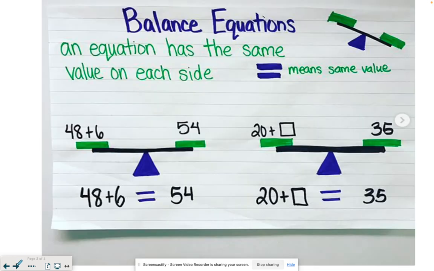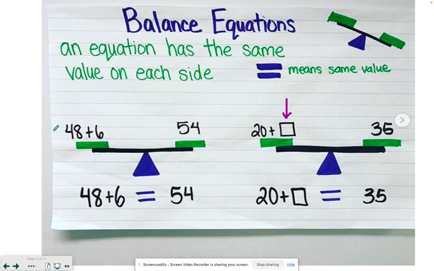So if we take a look at some of the balancing equation problems that you're going to be working on, you might have where you have a missing amount. We call this a variable. A variable is any number that can be represented by a symbol, such as the box here, or it could be a letter, like any in the alphabet.